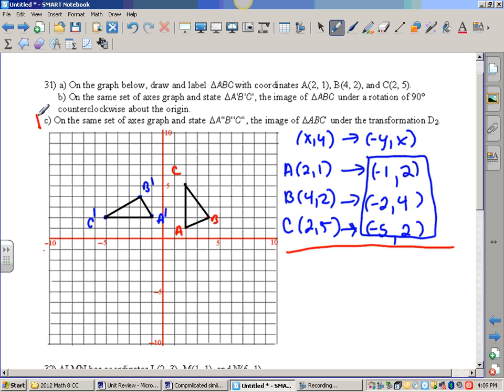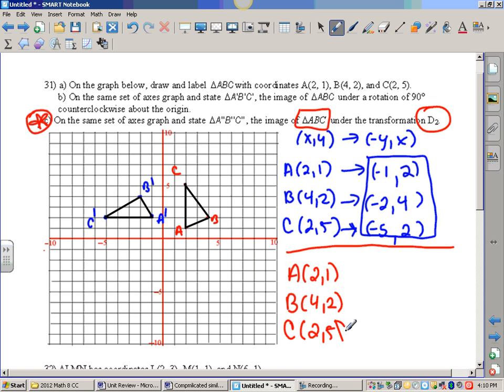Now be careful with the wording of C. On the set of axes, graph and state A double prime, B double prime, and C double prime, the image of A, B, C under a dilation of 2. Well, which coordinates am I going to use? Because now you have 2 sets of coordinates. This is telling you right here that triangle ABC is your starting point. So you're going to rewrite your coordinates. You don't want to make a mistake. It's going to be so easy, guys, to grab the wrong coordinates, and I don't want that to happen to you. So please be careful.